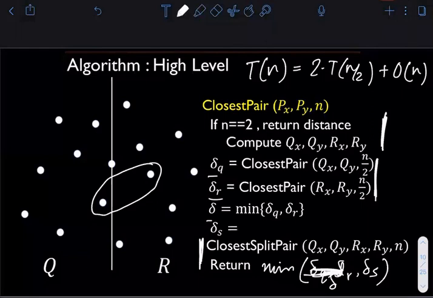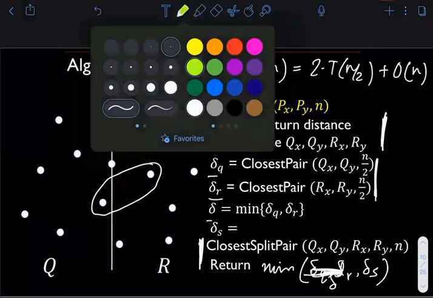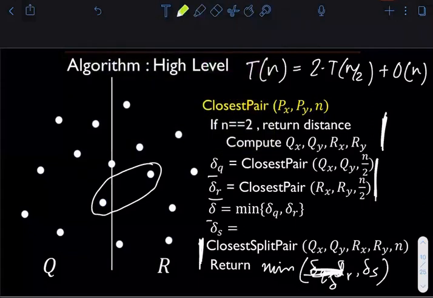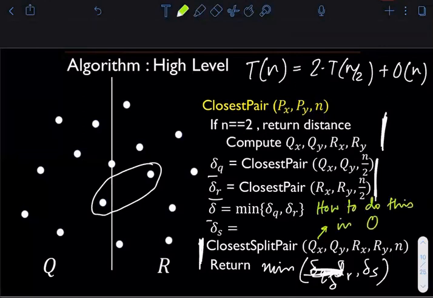So the only thing that we really need to think about is how to implement closest split pair in O(n) time. That is not clear, and that is going to be essentially the material for the rest of the lecture. How to do this in order n? Because if I can do that, then I'm done essentially. Then I can just write this recursion and I will get an n log n runtime.